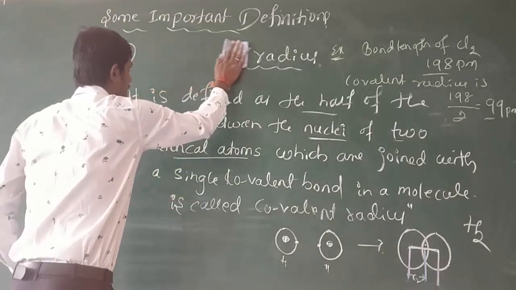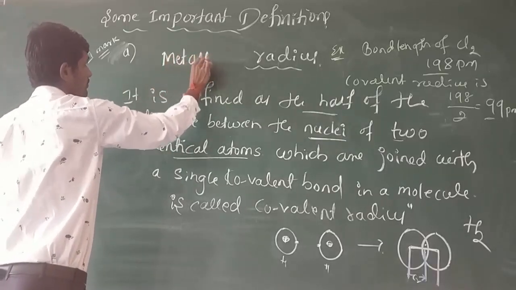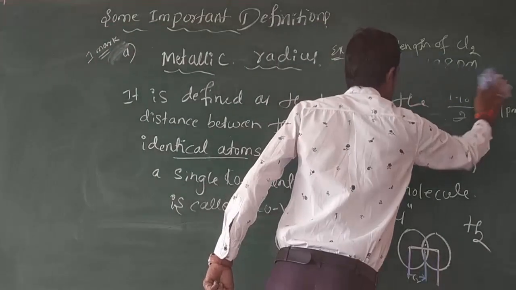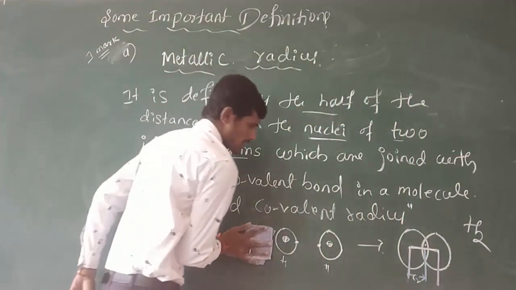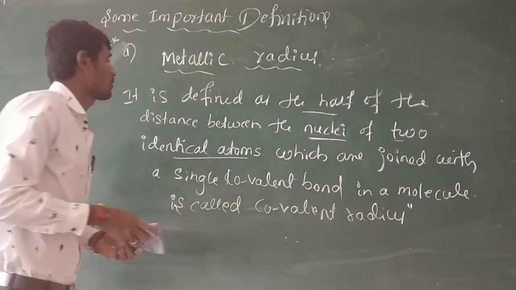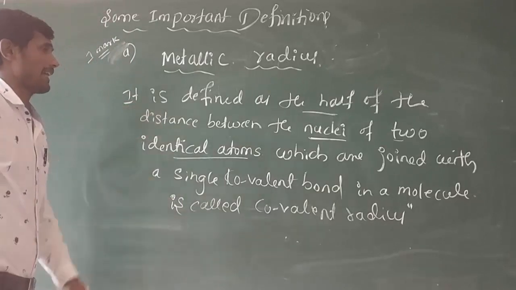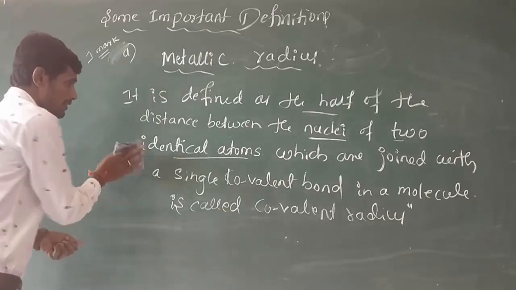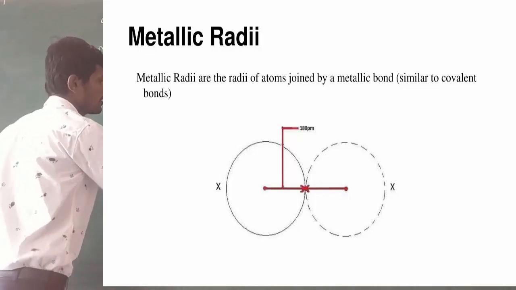Next one, metallic radius. Okay students, I just change the definition. It is slightly different than covalent radius. I change the points only here. It is defined as half of the distance between the nuclei of two, instead of identical atoms, I take two metal atoms.